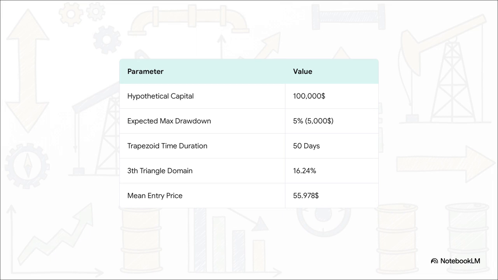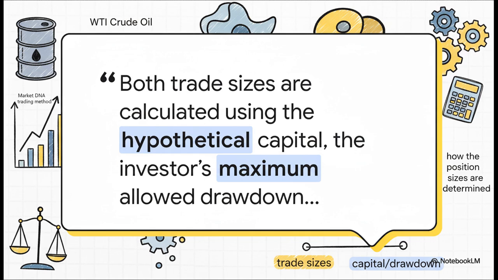You've got things like an expected max drawdown of 5%, and then there are these other inputs, like trapezoid time duration and three triangle domain. These aren't just random numbers. They're key ingredients for the risk calculation. And this is something we have to point out. This quote on the screen is a mandatory part of the documentation. It says, both trade sizes are calculated using the hypothetical capital, the investor's maximum allowed drawdown, the third triangle domain percentage, the risk coefficient, and the contract size. It's all about laying out exactly how the position sizes are determined.